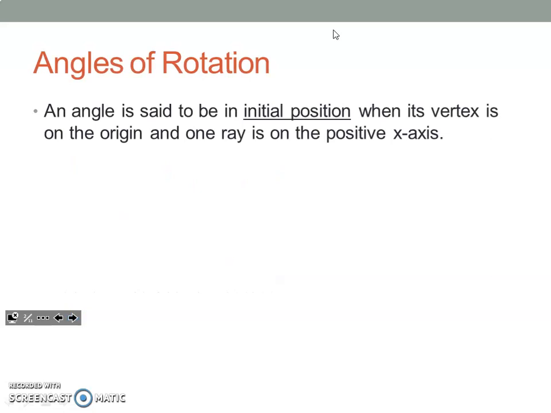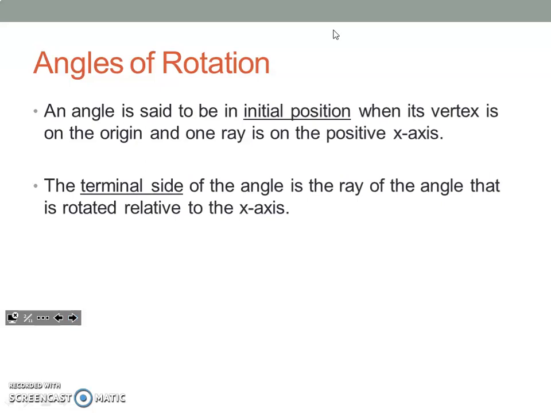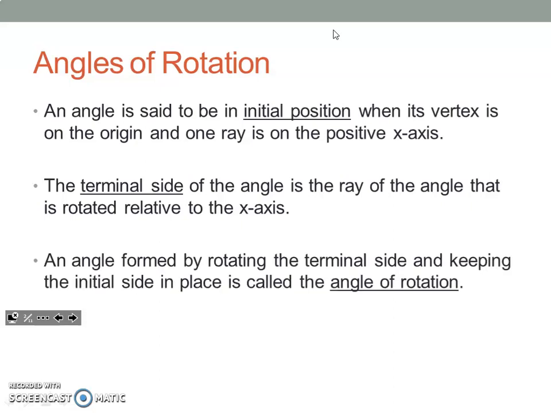To get us going on that, we got some vocabulary. An angle is said to be in initial position when the vertex is on the origin and one of the rays is on the positive x-axis. The terminal side of the angle is the ray of the angle that is rotated relative to the x-axis. And an angle formed by rotating the terminal side and keeping the initial side in place is called the angle of rotation.